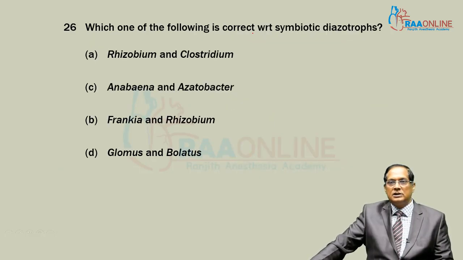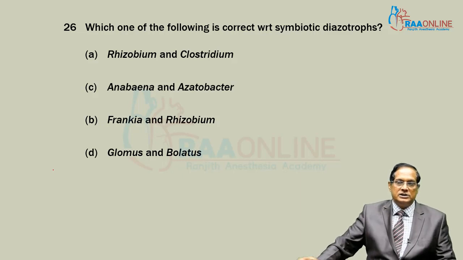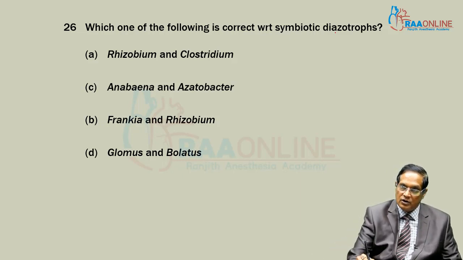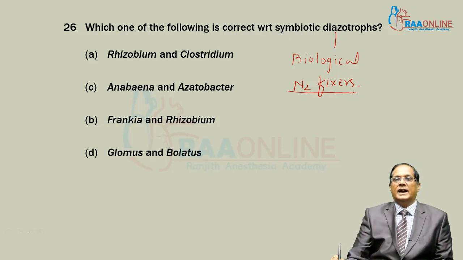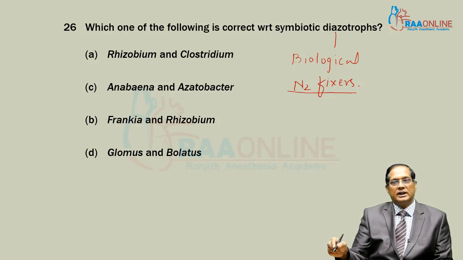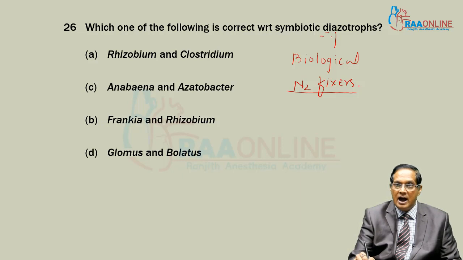Which one is the correct? With symbiotic diazotrophs. What are diazotrophs? Biological nitrogen fixing organisms, those organisms who are able to fix nitrogen. Biological nitrogen fixers are called diazotrophs. Those organisms who have the capability to reduce atmospheric nitrogen are called diazotrophs.